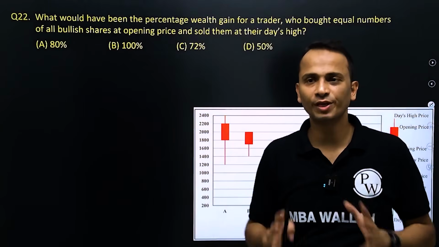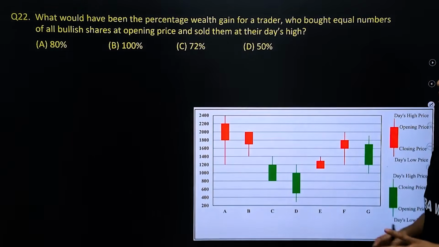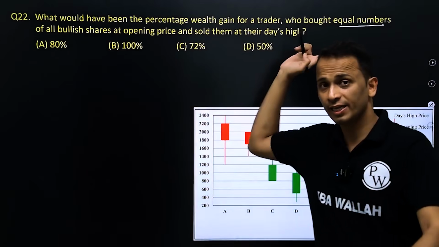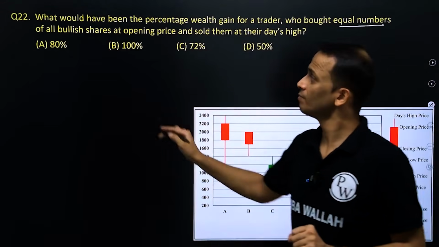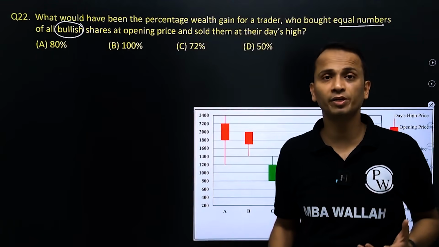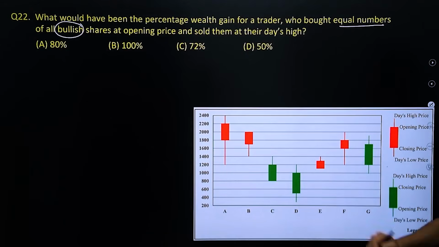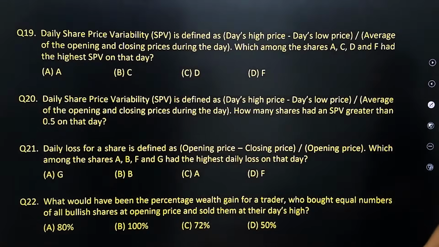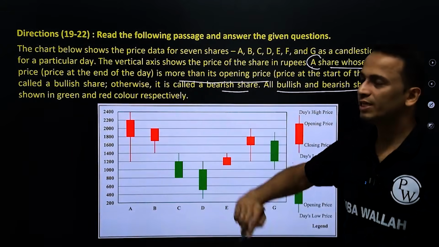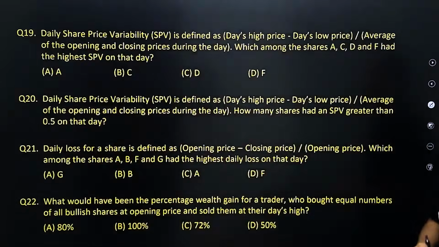Till now, everything is going very easy, very simple. What would have been the percentage wealth gain for a trader who bought equal number of shares? Important thing I have underlined. Of all bullish shares. Now, which one is bullish, which one is bearish? You don't have to worry about that. Even if you don't understand share market, you can go back to the common set of information. All bullish are with green and bearish with red. So bullish is green, right?